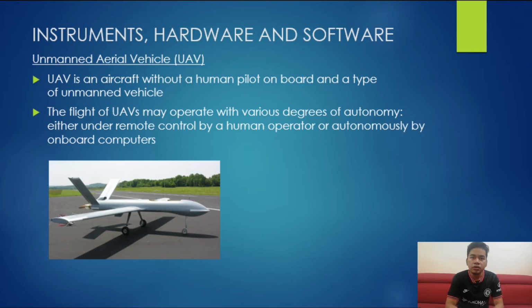UAVs are a component of an unmanned aircraft system (UAS), which include a UAV, a ground-based controller, and a system of communication between the two. The flight of UAV may operate with various degrees of autonomy, either under remote control by a human operator or autonomously by onboard computers.